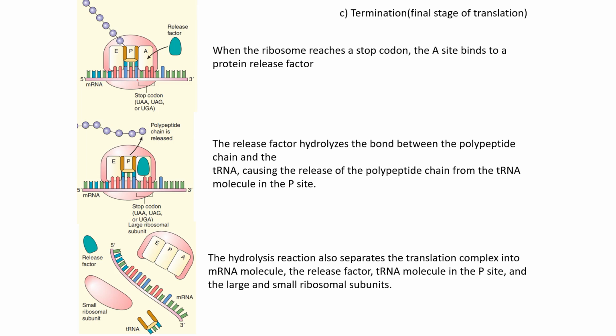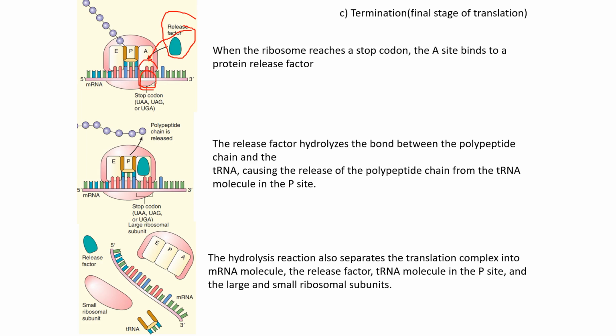When the ribosome reaches a stop codon, what are the stop codons? UAA, UAG, and UGA. The A site will bind to a protein release factor. So this is the protein release factor. The moment the ribosome reaches the stop codon of the RNA, this release factor will come in and bind to the A site.